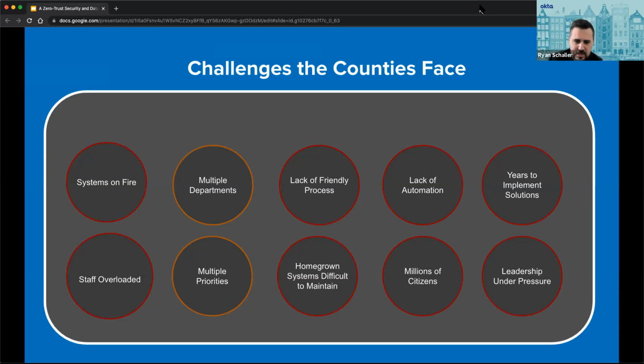The other thing that we've seen time and time again in the counties is just a lack of a friendly process. So you think about mobile devices, you think about that as, most of us do have that, right?